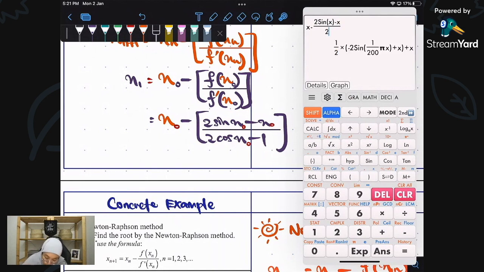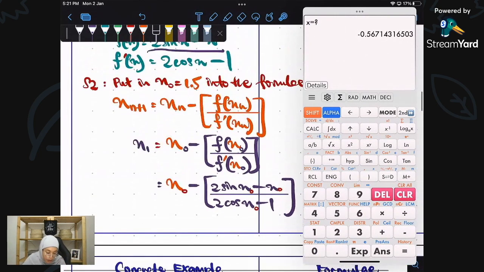So 2 cos x minus 1. Alright, and you gotta make sure that this is in radian, okay? Your jawapan mesti dalam bentuk radian. Okay, I change to radian now. Then we'll tekan calculate. And then baru kita masukkan nilai 1.5.